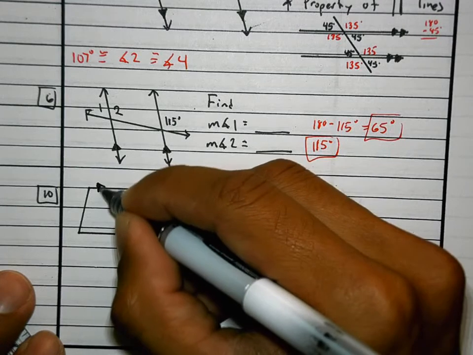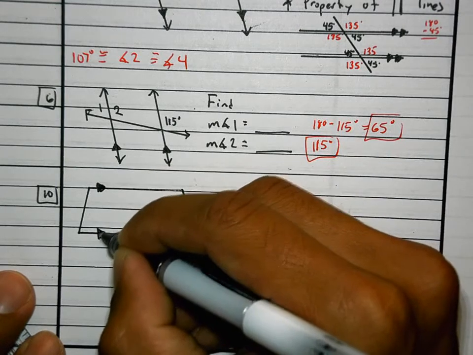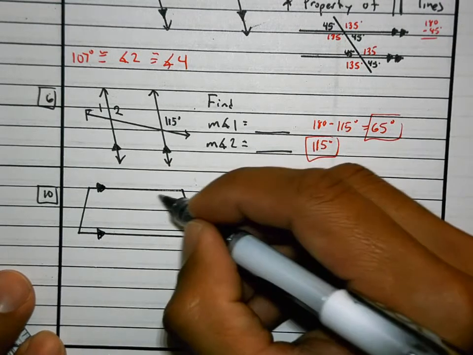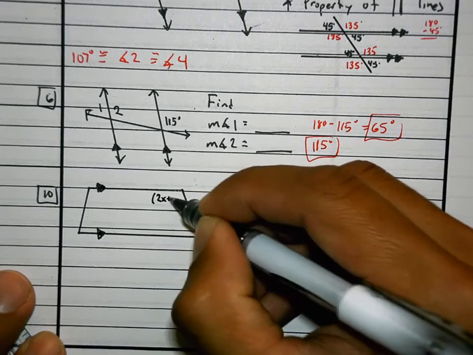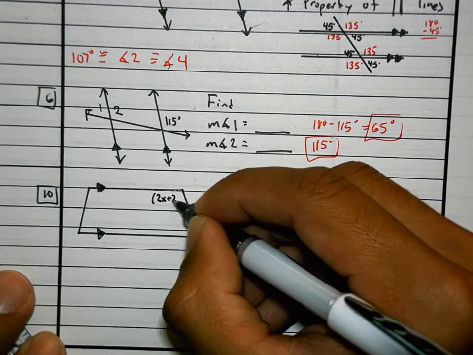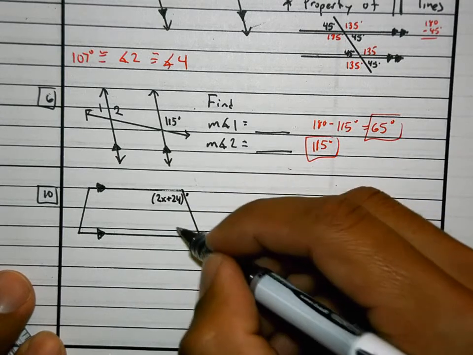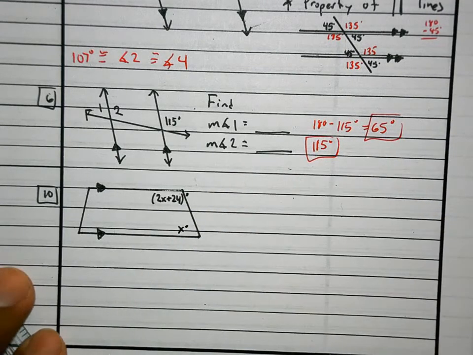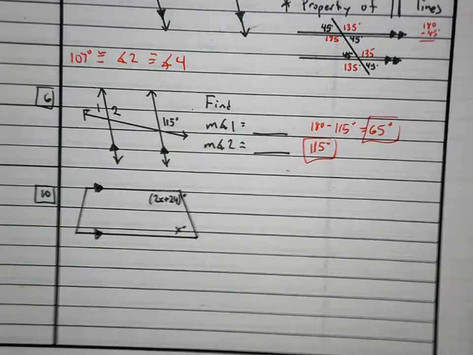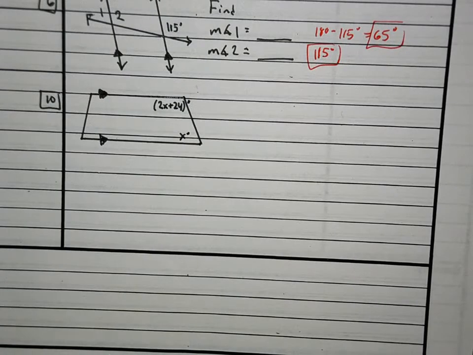Single arrow, single arrow. 2x plus 24 degrees, x degrees. I'll scoot this up just a little bit for you.